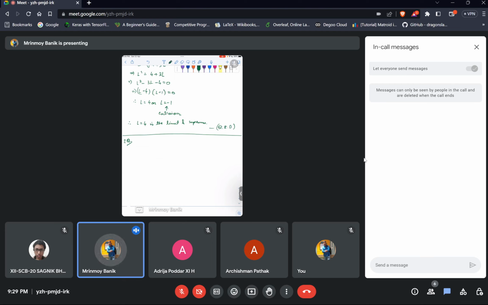Okay, let's try this one. It says A0 is greater than 0, A1 is equal to 1. So we have a sequence AN with the first two terms positive, A0 and A1, and AN is recursively defined as the square root of AN minus 1 plus the square root of AN minus 2. So find the limit. What is the limit as n tends to infinity of AN?